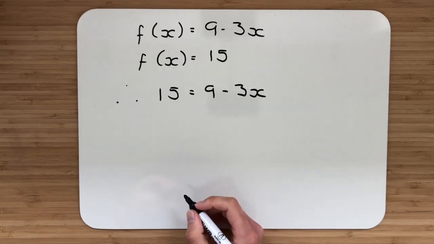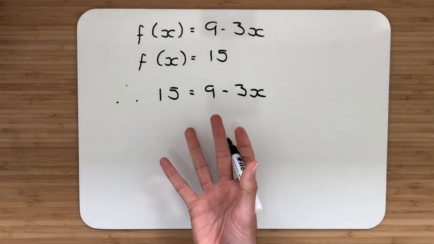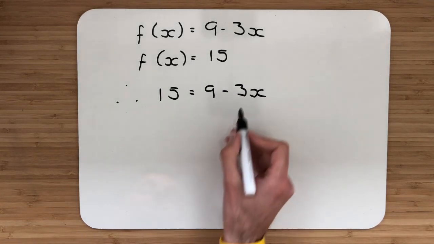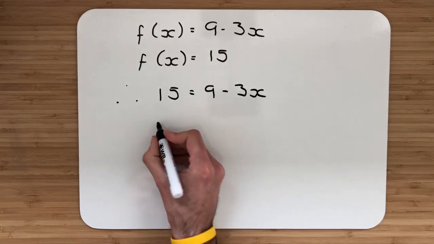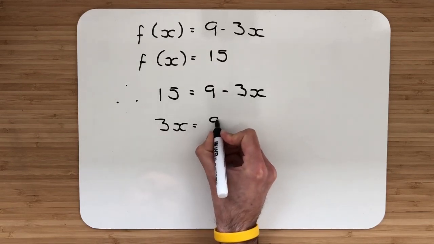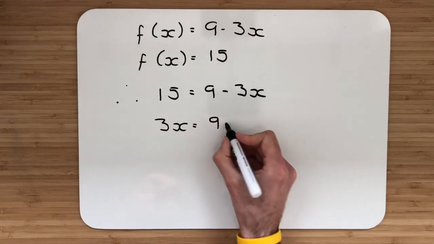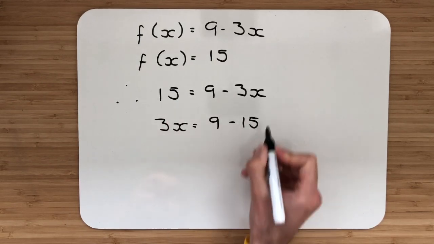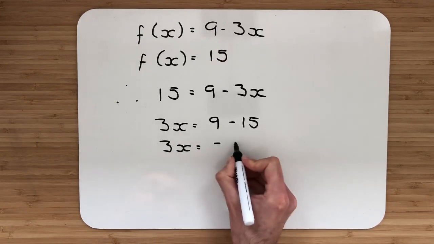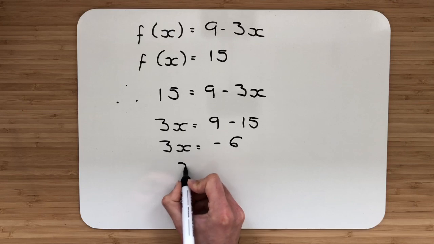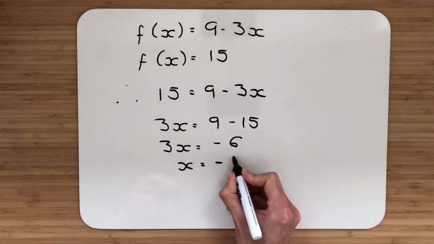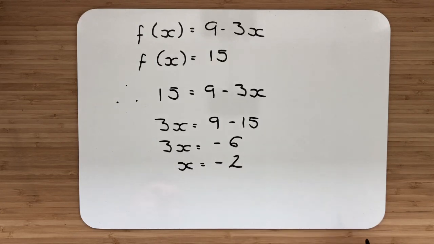From there, I'm looking to solve for the unknown variable. You can turn it around if you so wish, or you can treat it just as it's written down here. Let's go letters left, numbers right. I'll take my negative 3x over, which gives me positive 3x. And then that will be 9, and the 15 comes over to become negative. 3x will be equal to negative 6. x is equal to negative 6 divided by 3, which is negative 2.